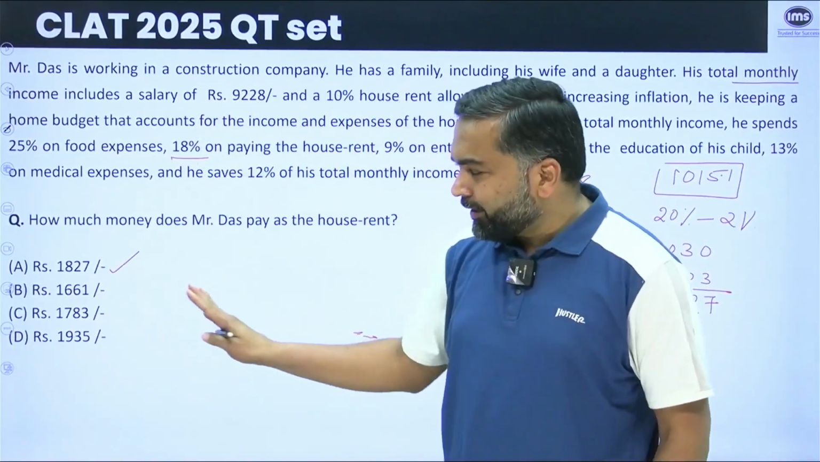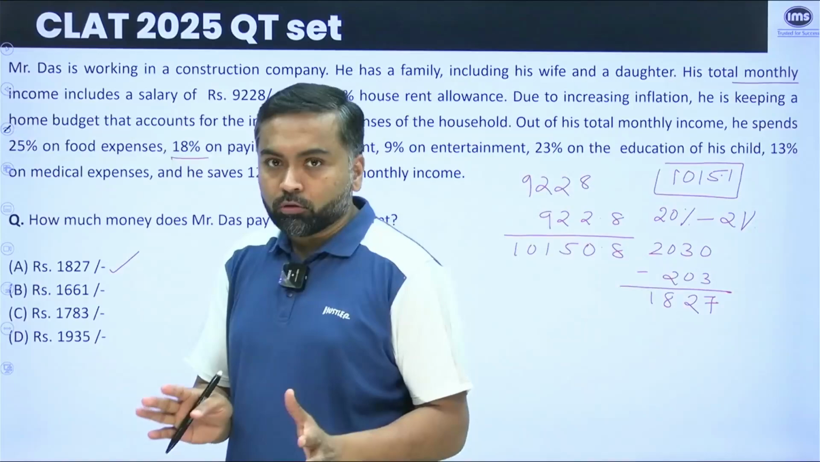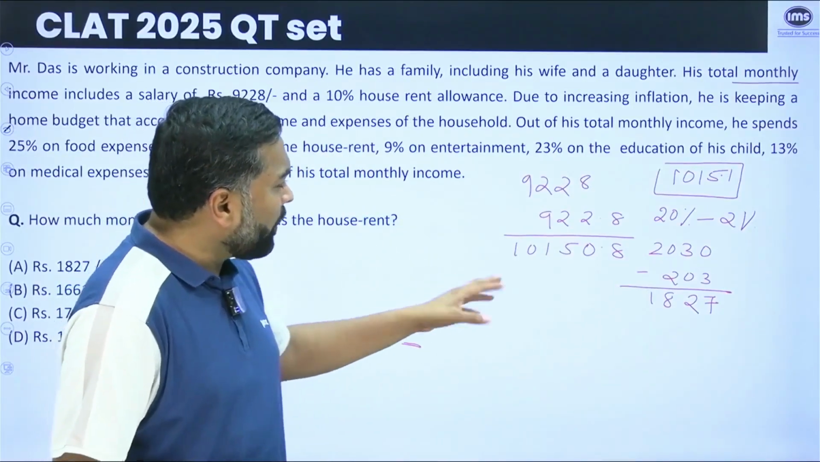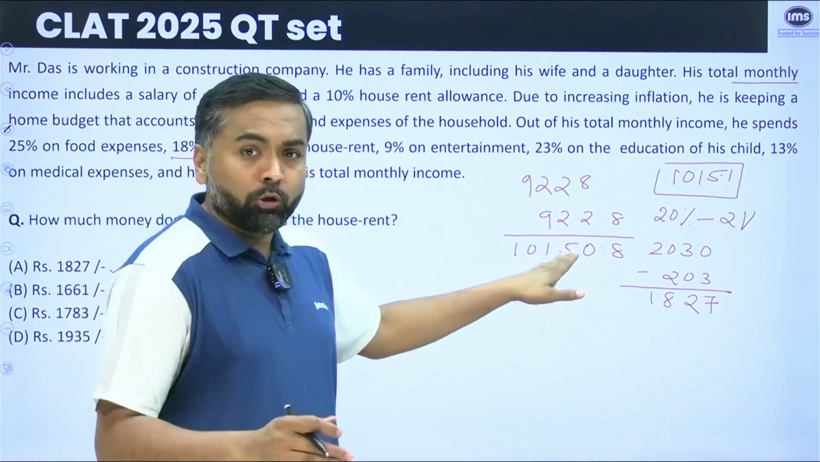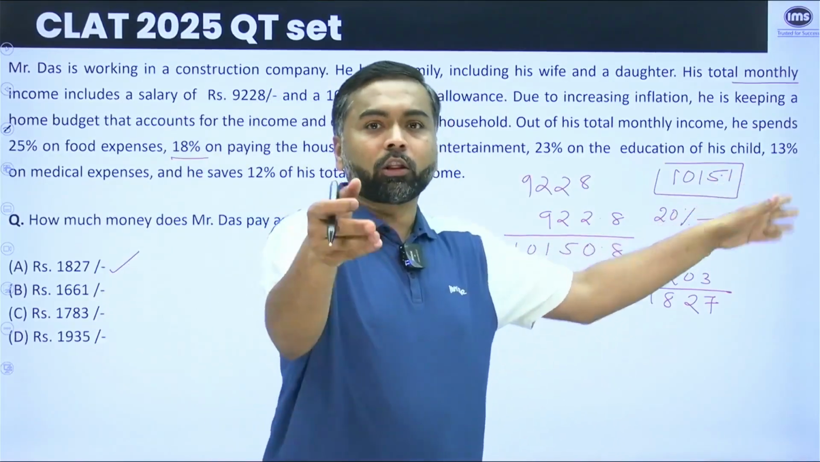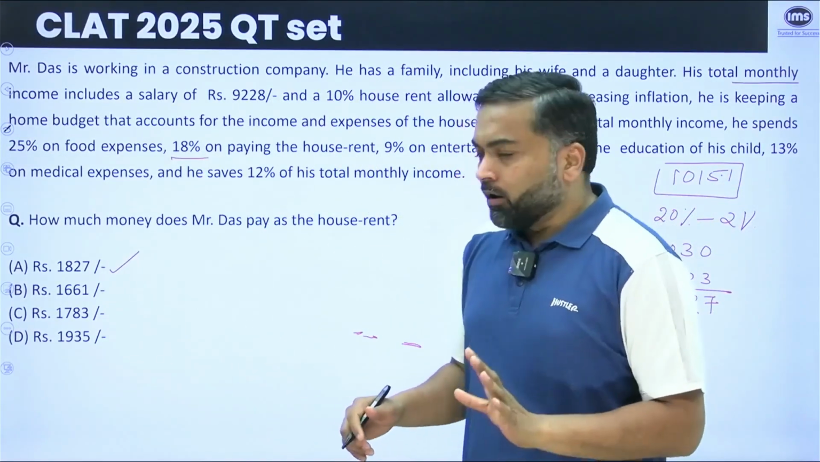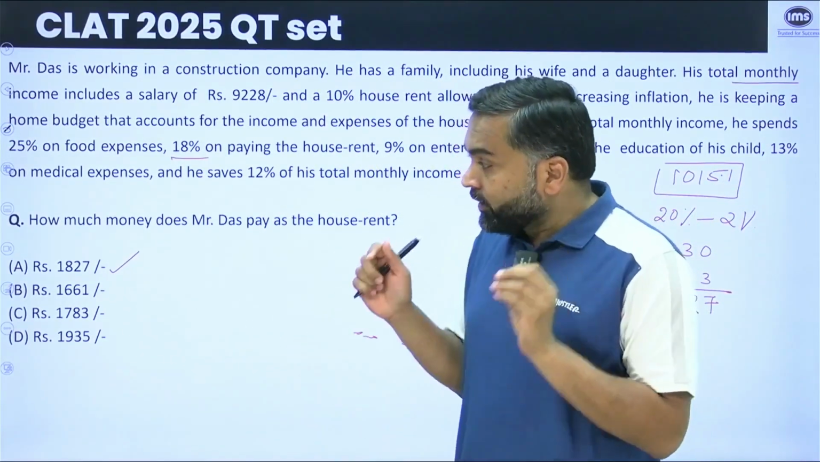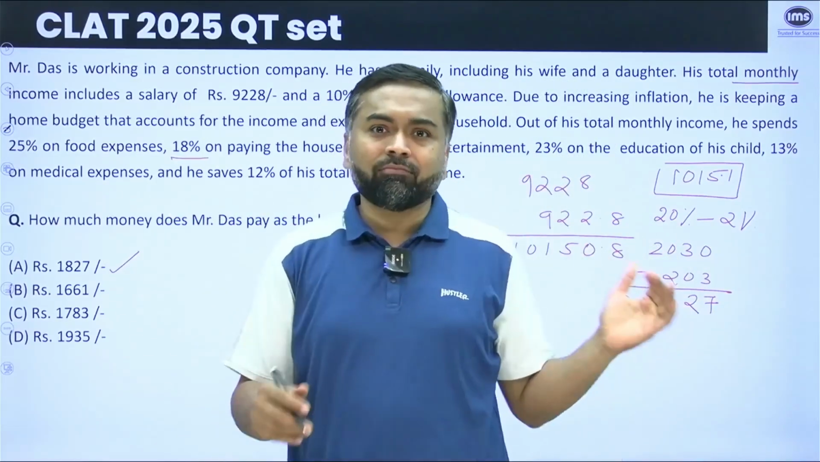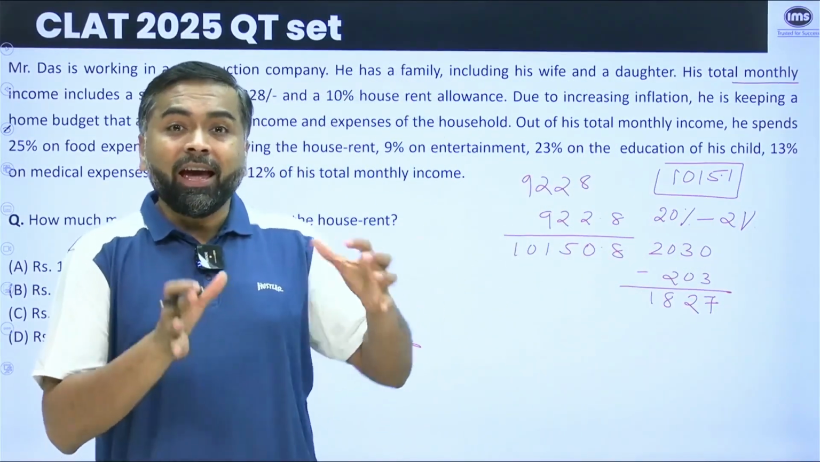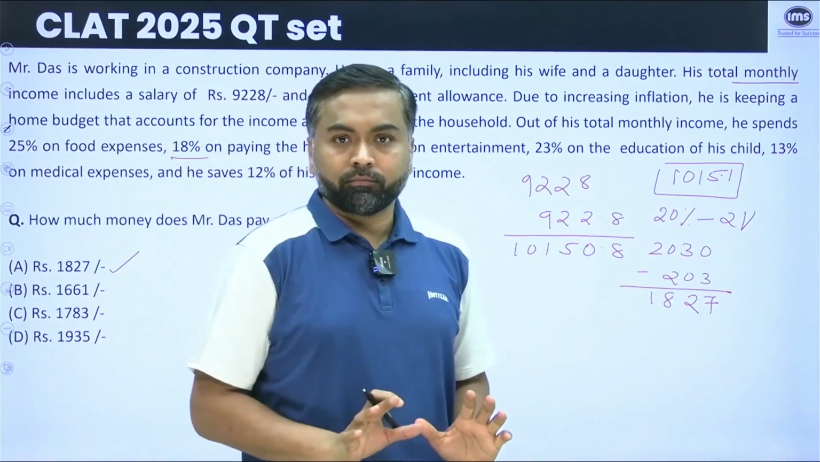Now I can see here that none of the options are very close, and hence I was able to approximate this as 10151. I was able to ignore that 0.1. If in case, very bleak chances, the options are very close, then only then we will go ahead with the exact numbers. Okay.